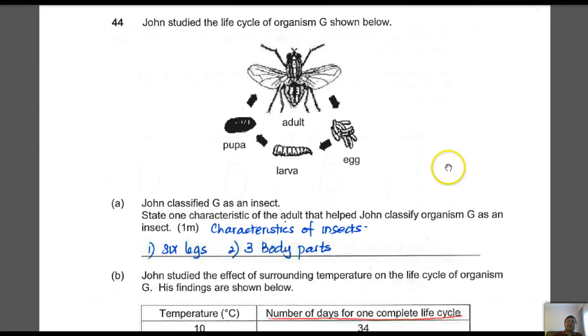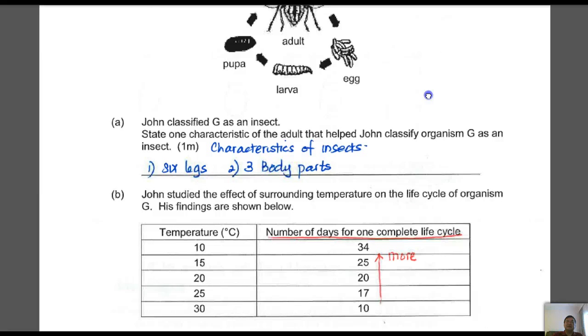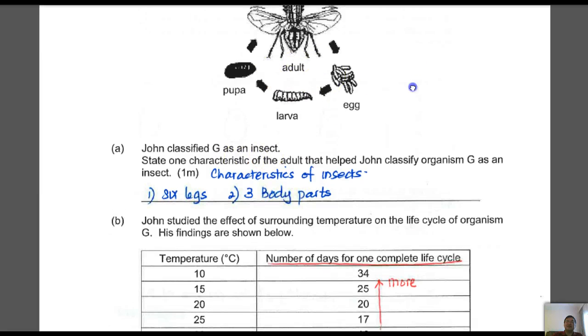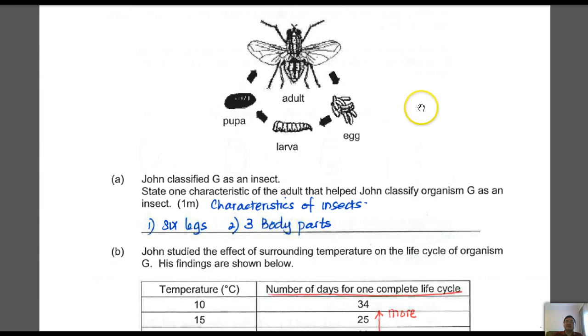John studied the life cycle of organism G shown below. This is obviously a fly with a 4-stage life cycle: egg, larva, pupa, and adult. Hope you know the characteristics and how they behave. John classified this as an insect, obviously. Now, insect, this is knowledge. You must have this knowledge that animals are classified as insects when they have 3 body parts and 6 legs.